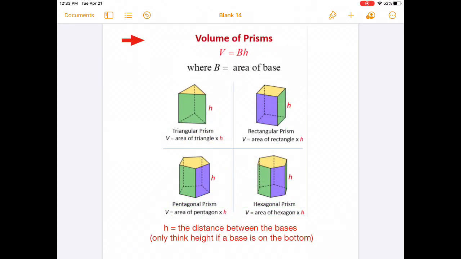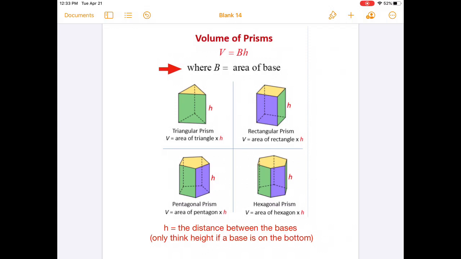Now that we have identified what a prism is, let's get into the meat and potatoes of this lesson: the volume of a prism. The volume of a prism is capital B times h. This should be a little bit of review from literacy. Remember, capital B is the area of the base.